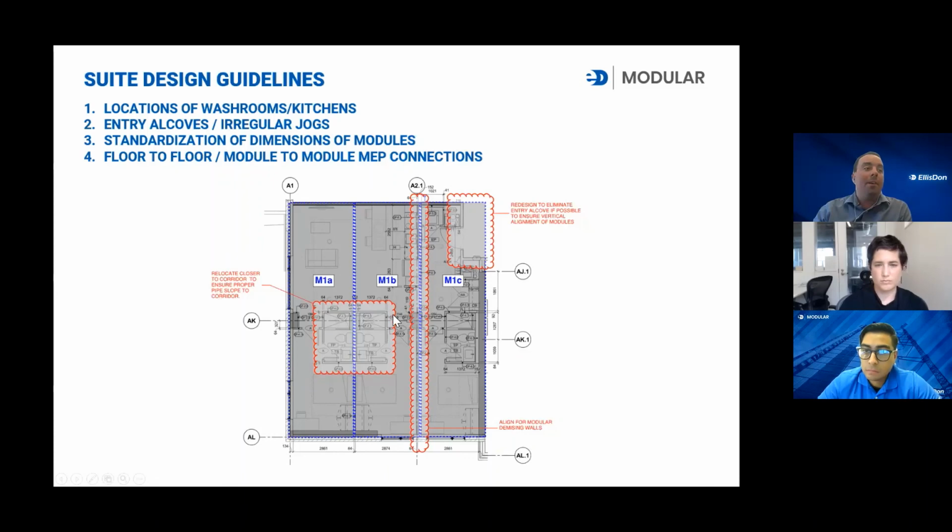Having washroom facilities in the center of modules makes your plumbing runs and your interconnections on site difficult. As well, for a typical suite layout, we want to make sure we keep it within the module sizes, so your demising walls fall on that modular marriage wall, to ensure that you have nice, clean connections. Again, just some of the things to consider.